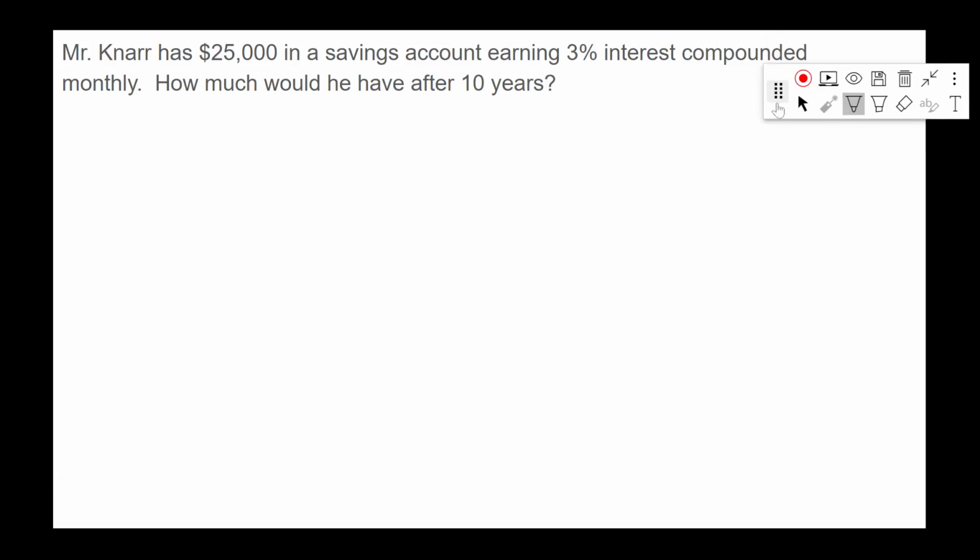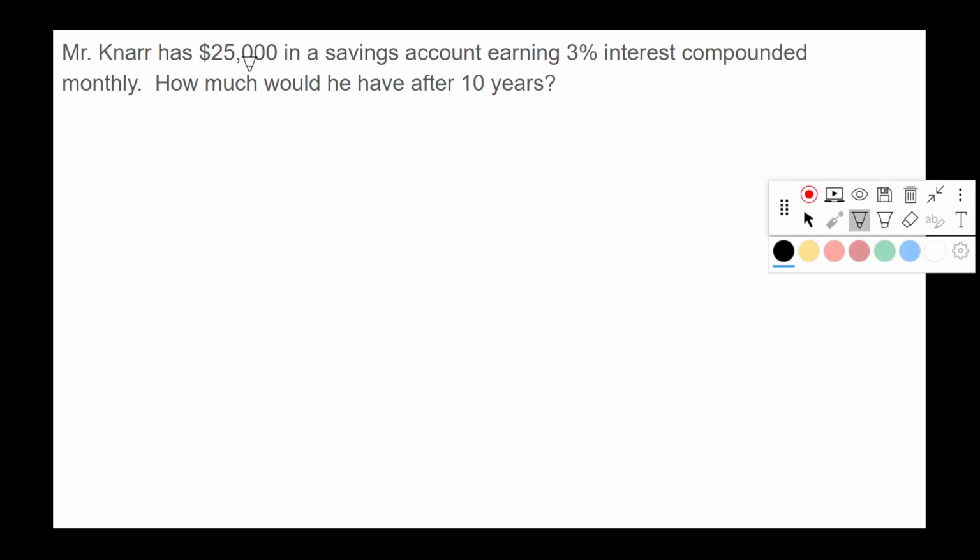All right, so let's take a look at a problem here that we can work with. I have $25,000 in a savings account earning 3% interest compounded monthly. That's important. How much money would I have after 10 years? The way I like to do these is I like to write down my equation.